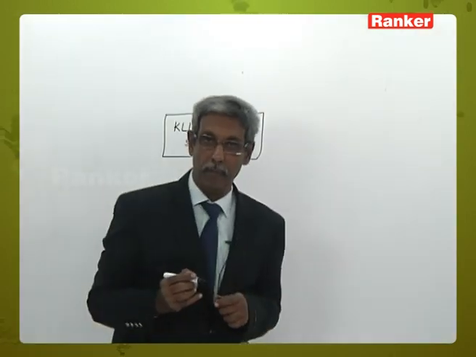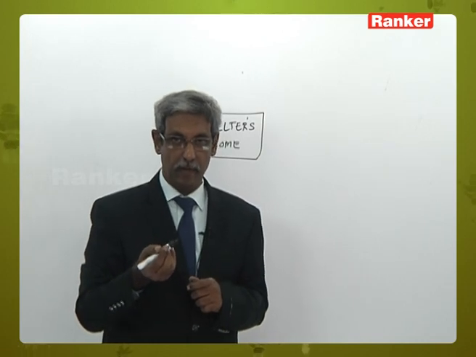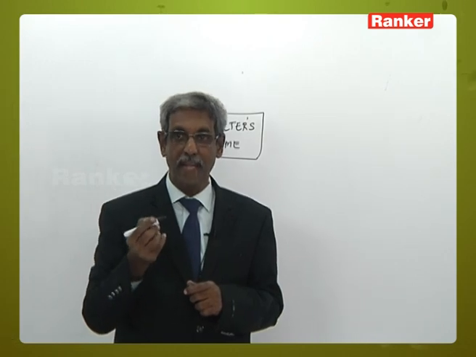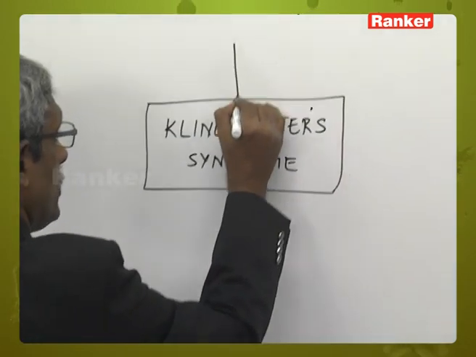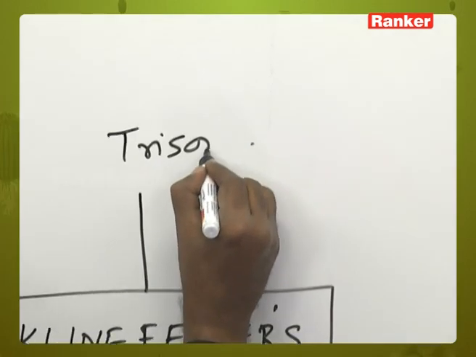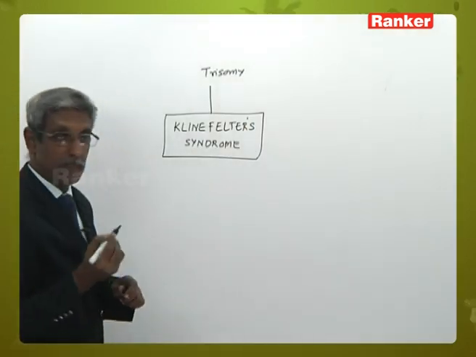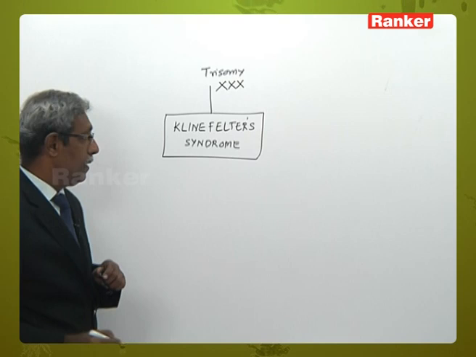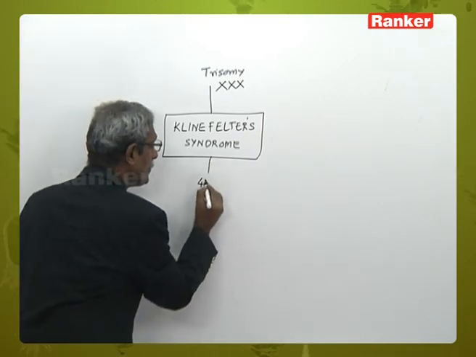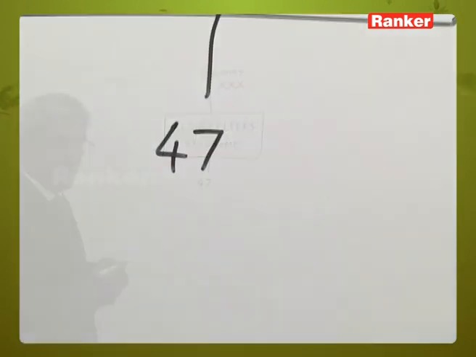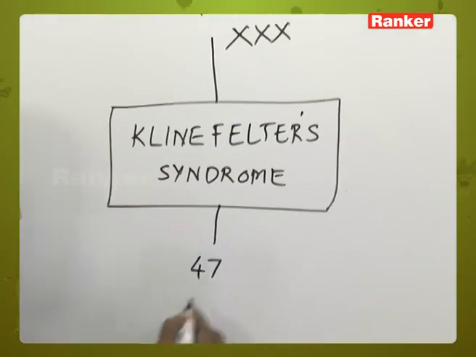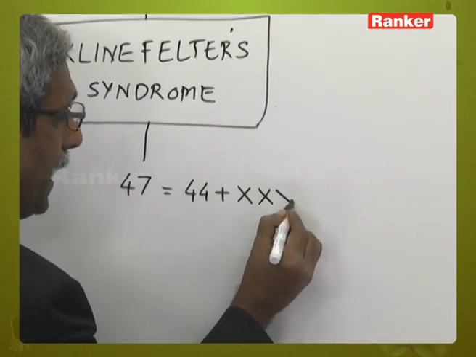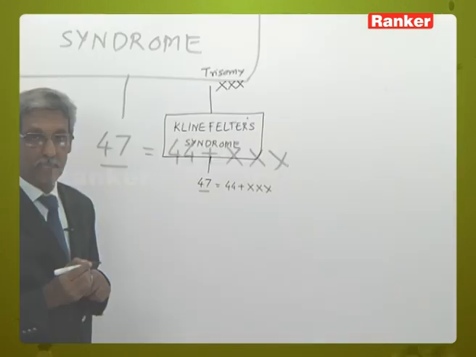The second type of chromosomal abnormality which we are seeing in today's study of clinical or human genetics is Klinefelter syndrome. It shows a trisomy of XXY type. There are 47 chromosomes in total, that is, 44 plus X, X and Y, which gives rise to 47 chromosomes.